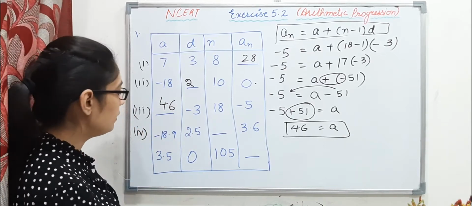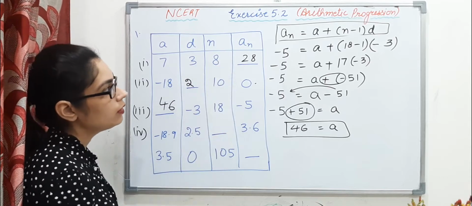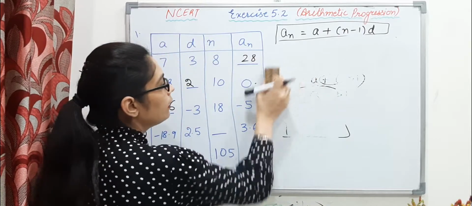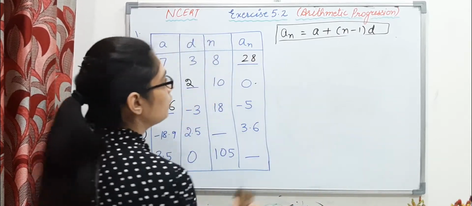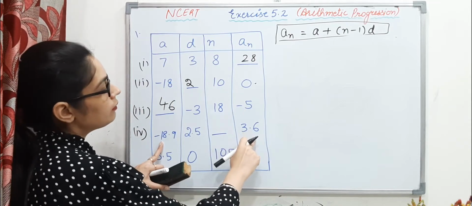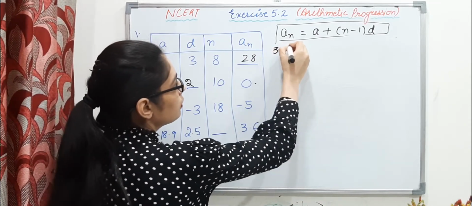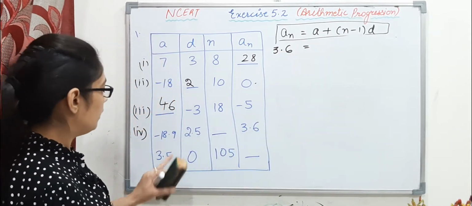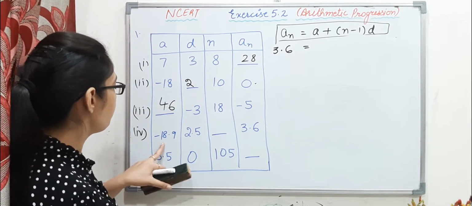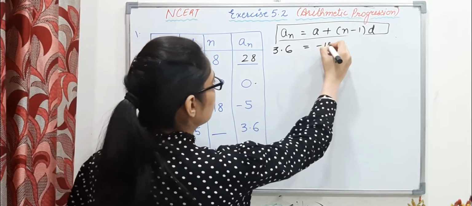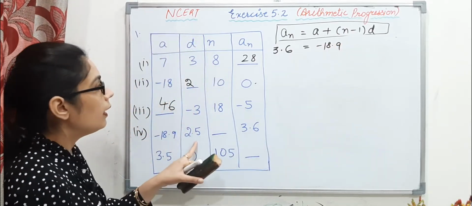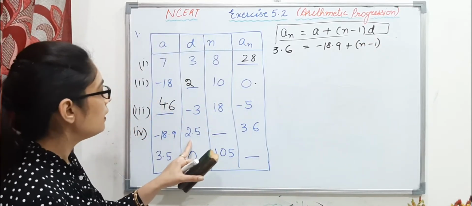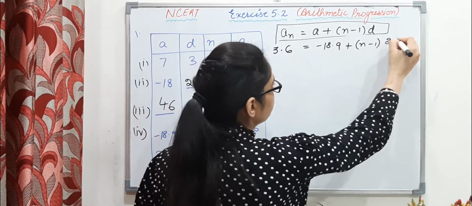Let's do the next part. In the next part we have to find the value of N. So same formula, given things we can substitute and the required thing we can find. AN is given to me, 3.6. So in place of AN, let's write 3.6 is equals to A. A is given to us, minus 18.9. So let's substitute its value, and N is not given to us, so N I will write as it is. D is equals to 2.5.